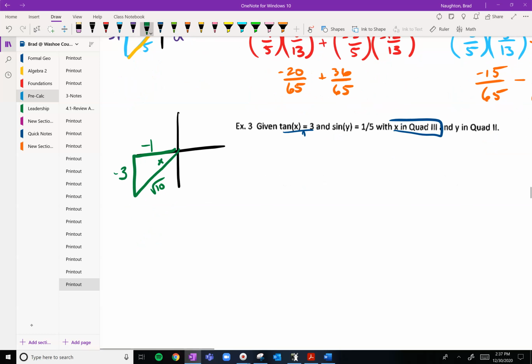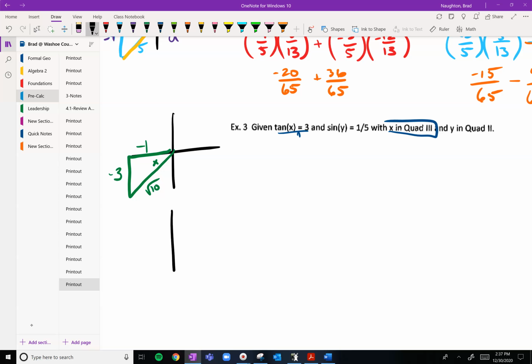Put an x right there, that is the x. Then our y is in quadrant 2. Sign, quadrant 2 tells us right there. Boom. So it says 1/5. So this is a 1, this is a 5, and then when you do your Pythagorean theorem, you're going to find this is a 2√6, and then make sure it's negative because it's in the negative x direction.